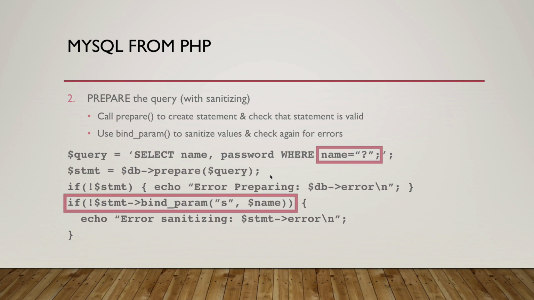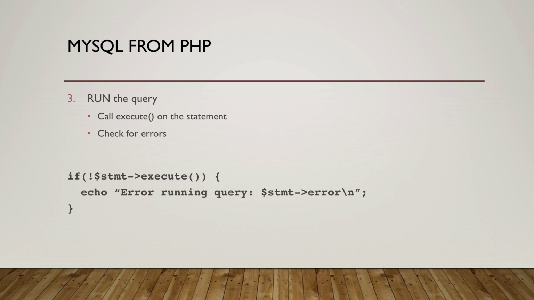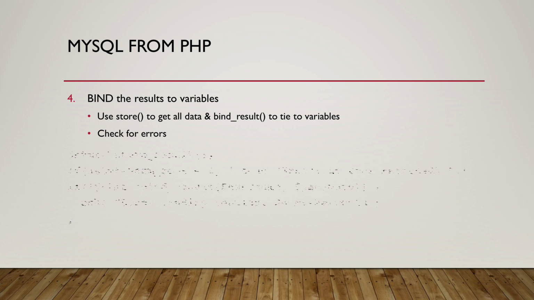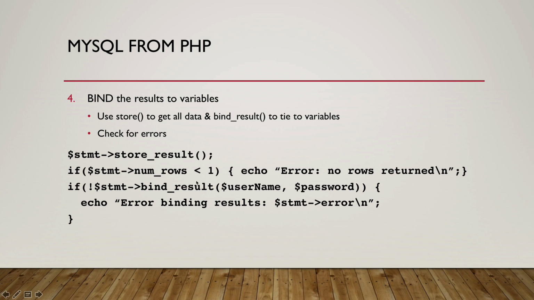The next thing we need to do when we're actually receiving the results back, after we've stored them and checked the number of columns, is we need to bind those two things. So for everything you listed, you need a variable to receive it. Username and password are the obvious ones here, and so we're going to use those. So we bind to username and password. Again, we check to make sure that ran correctly, so we say if not statement bind result, and in that case we would output an error.